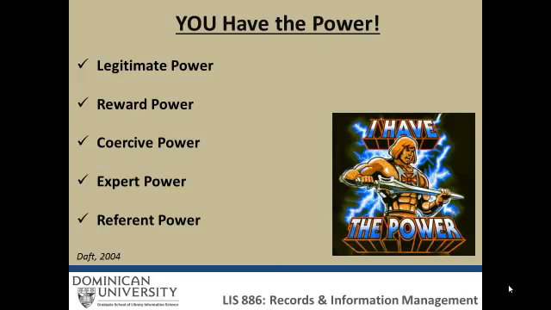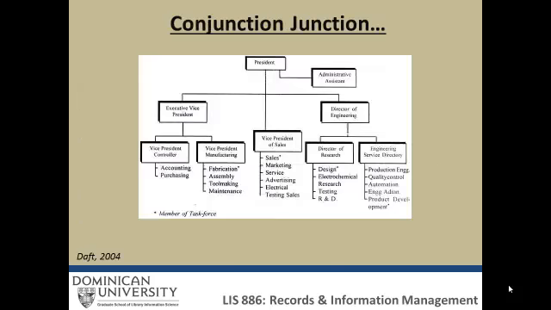Expert power derives from a person's greater skill or knowledge about the task being performed. And finally, referent power derives from personal characteristics such that people admire the manager and want to like or identify with the manager out of respect and admiration. Be sure to know the differences between these power types and know how they might relate to your job as a RIM manager and what you can do to be an effective program manager.